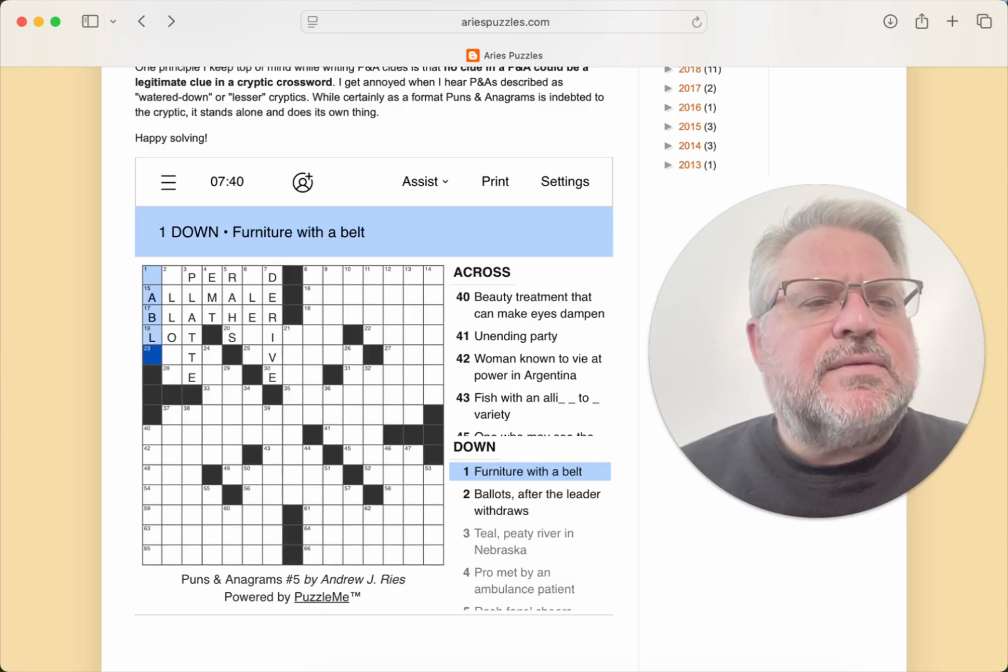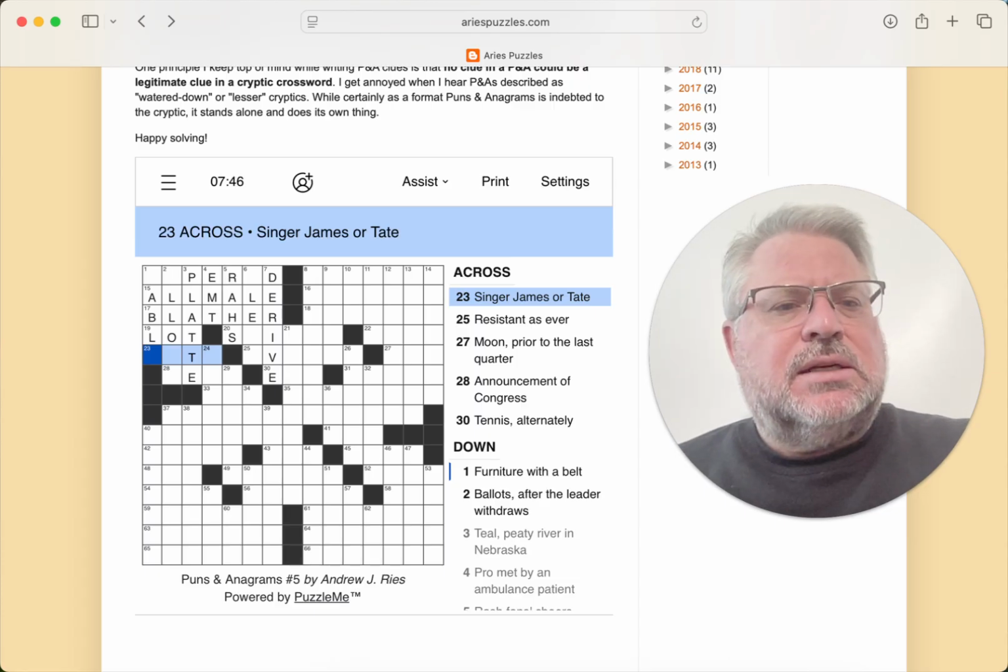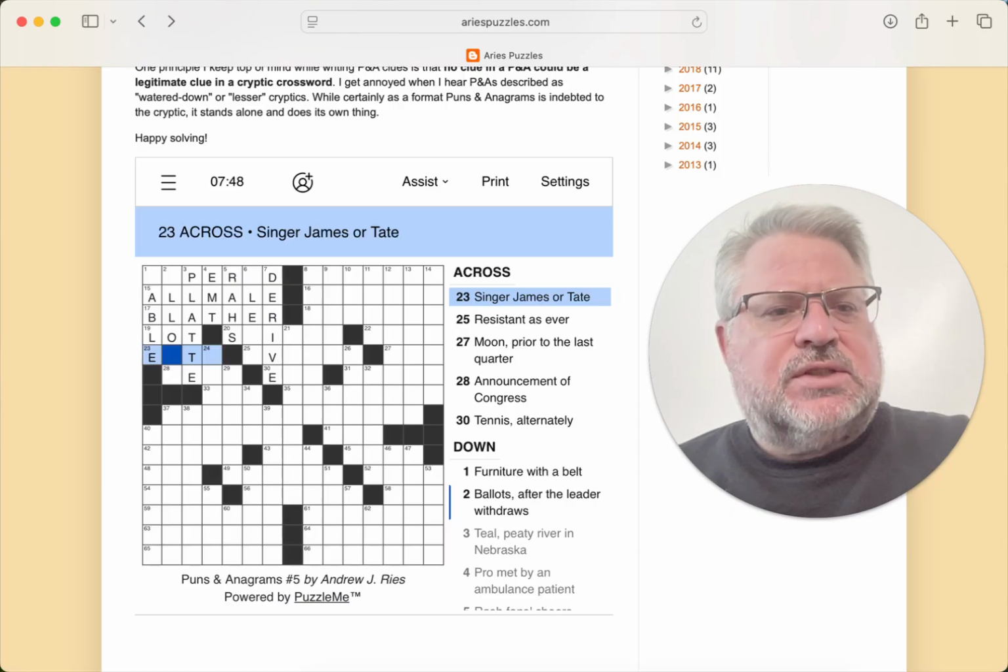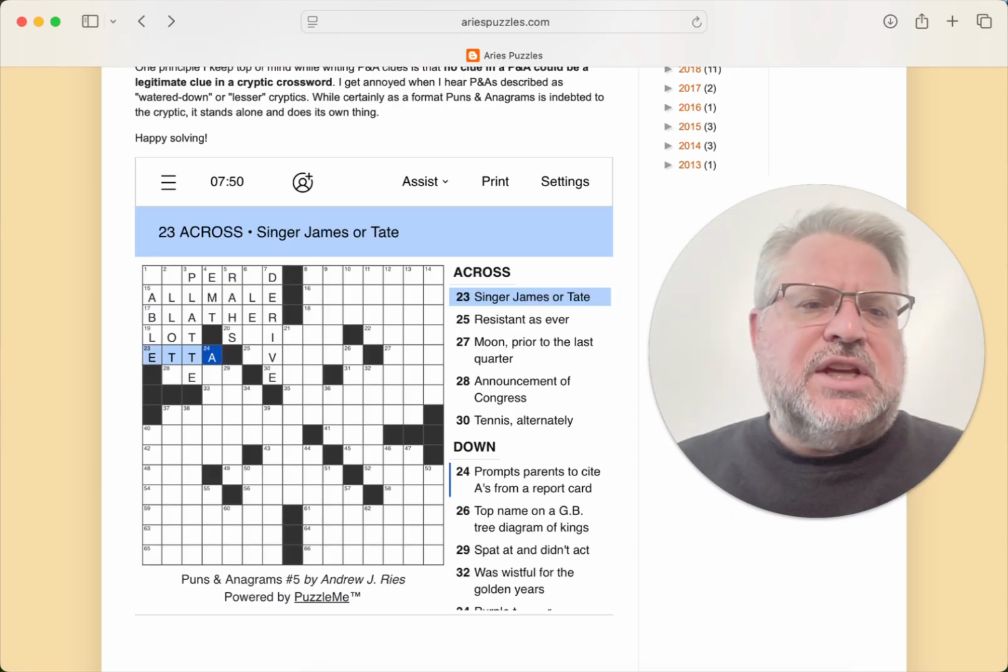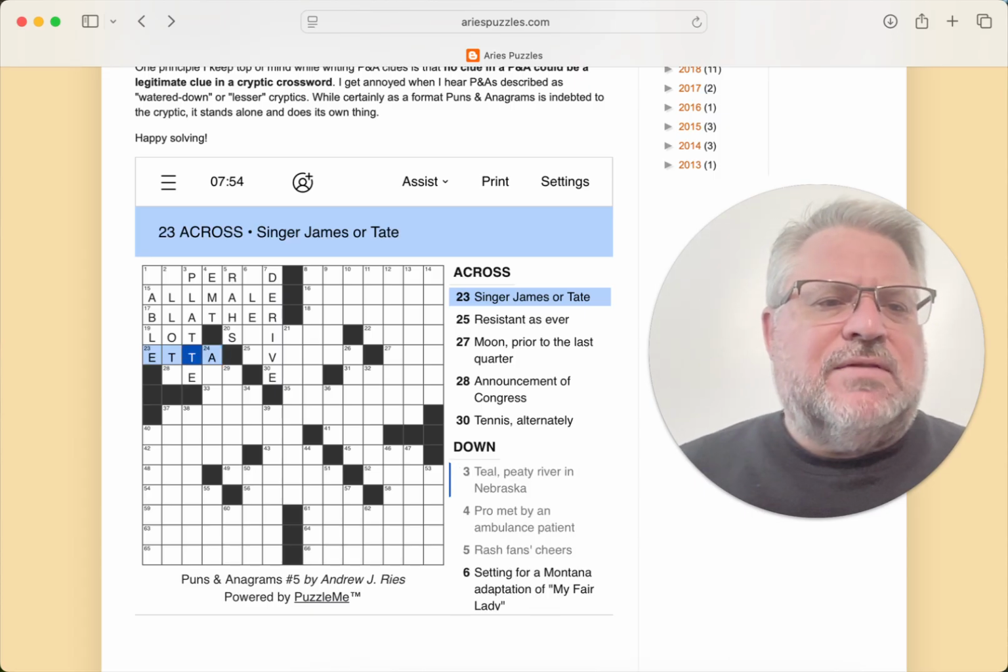23 across is singer James or Tate. Singer James is Etta, which is an anagram of Tate. So I think we can either have singer James be the clue or anagram Tate be the clue. They would both give us Etta.